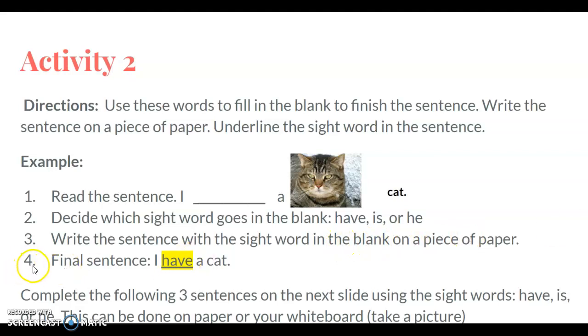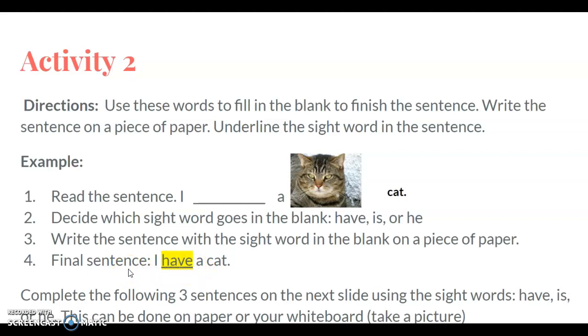So number 4, your final thing is, I have a cat, because the word have completes the sentence. This is actually one of the activities that is not in the reading book, and that's okay. You can just put it on a piece of paper. So your final sentence should read, I have a cat, and you would underline the sight word have.